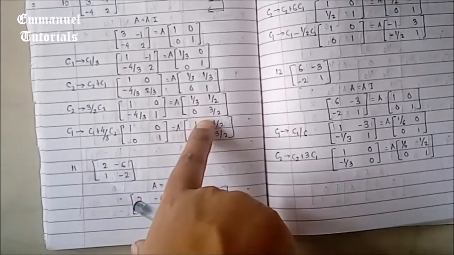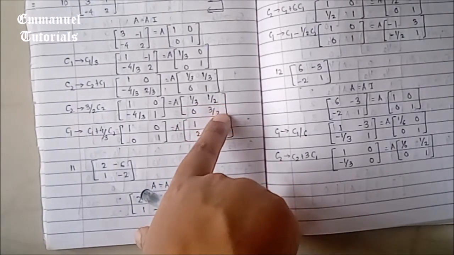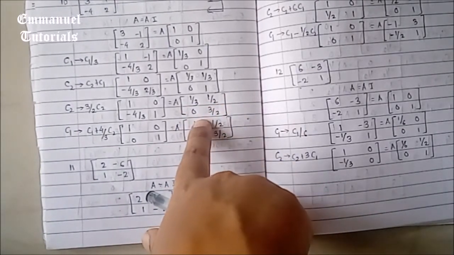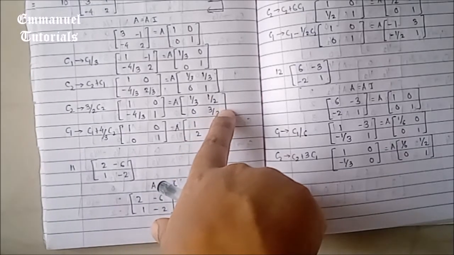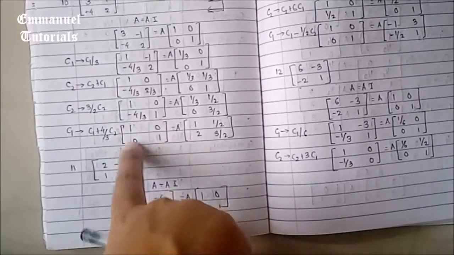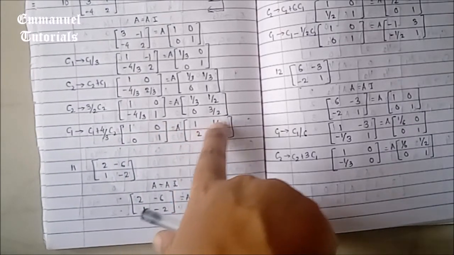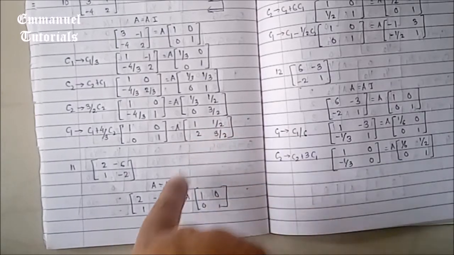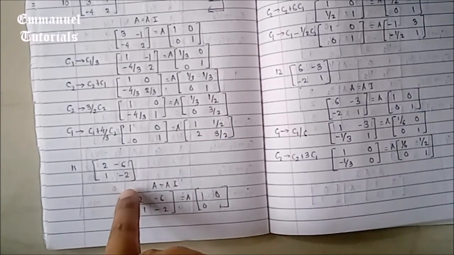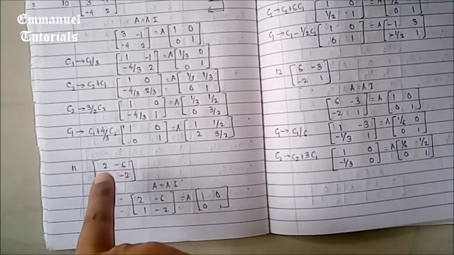So this will become 0. This will be 1 by 3 plus 4 by 6, which is 1. And 0 plus 4 by 2, or 0 plus 2, which is 2. Now we have made the LHS the identity matrix, so we have already got the inverse, which is 1 half, 2, 3 by 2.